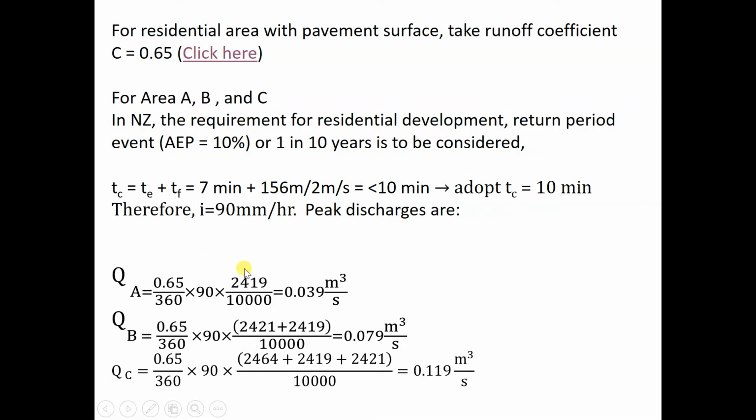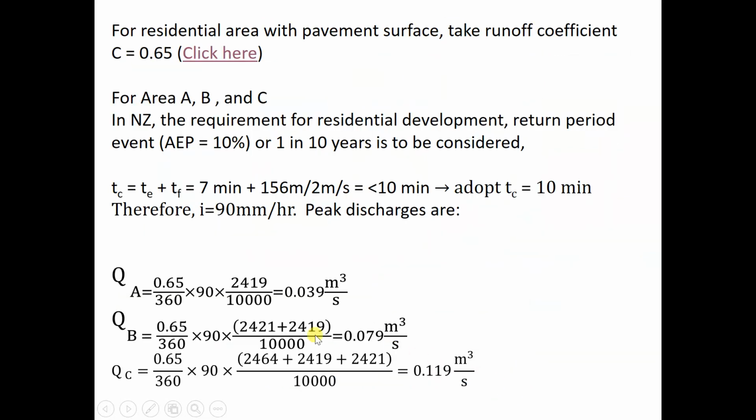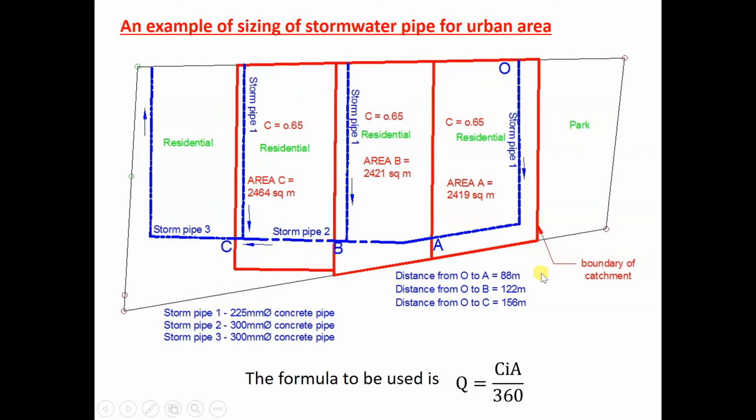Okay, so we got the three. We put in the values QA, QB, QC. We use this formula, CIA divided by 360. The C, and the I is 90. A is 2419. You saw just now we raised that, 2419.